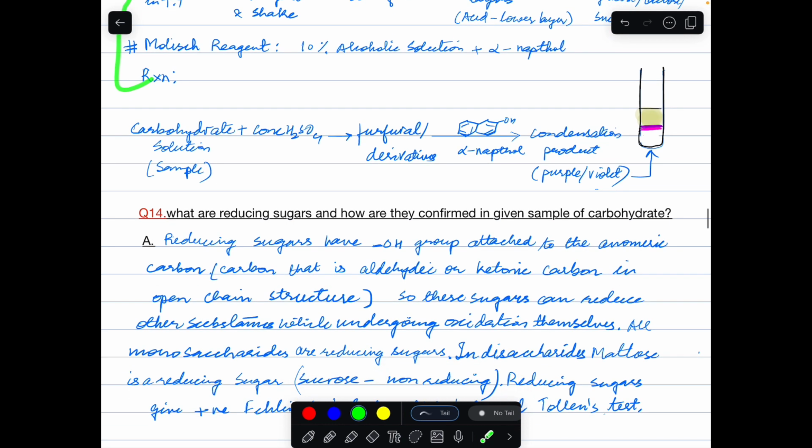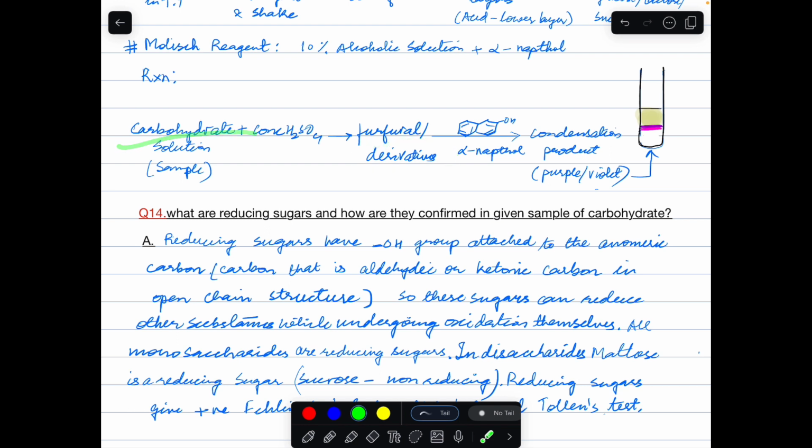And what is the reaction? Sometimes this question is asked, what is this violet ring in case of Molisch test, what substance is it made up of. So when in the given sample we are adding Molisch reagent and sulfuric acid, your sample, that is carbohydrate, first reacts with concentrated sulfuric acid, and it will form either furfural or a furfural derivative depending upon what type of carbohydrate you have taken.